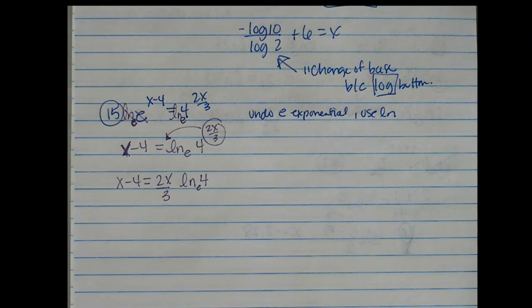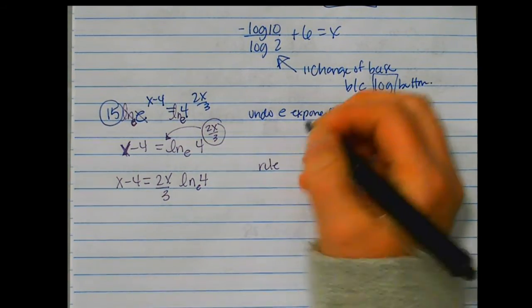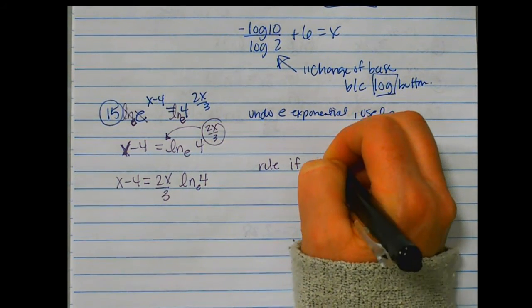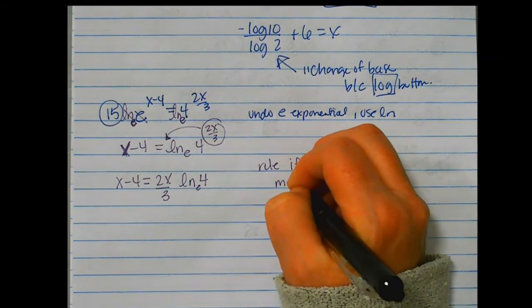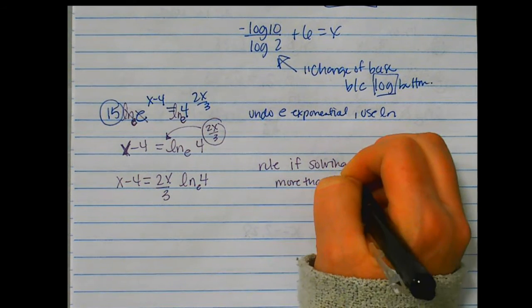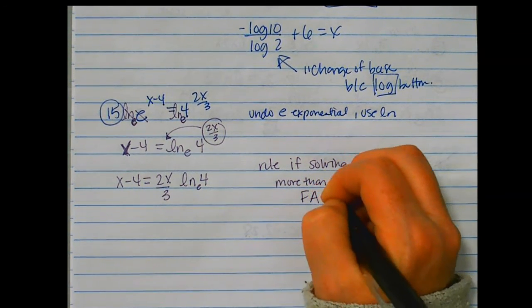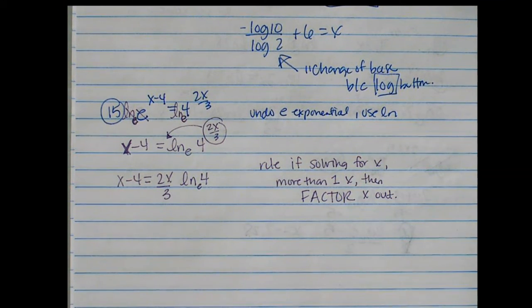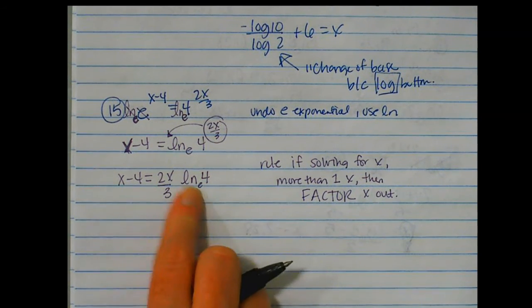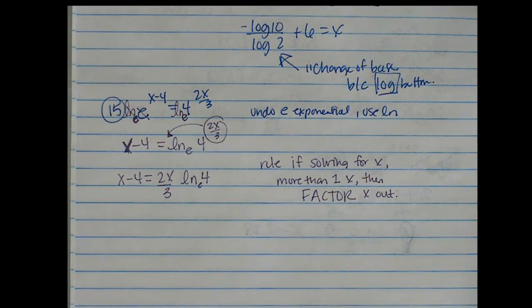So, now what to do? In Algebra 2, we learned a rule that said if you're solving for x and there's more than one x, then you have to factor. So that was a rule we learned in Algebra 2. We're going to have to apply it here because this term has x in it and this term has x in it. So I can't say x equals something with x in it. We got to factor it out.